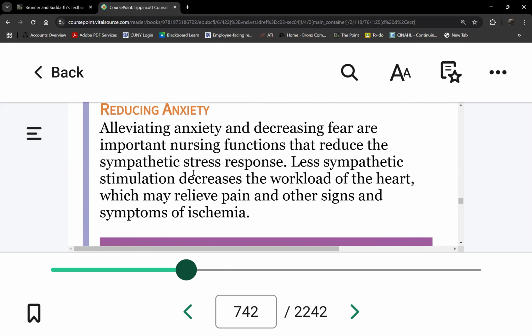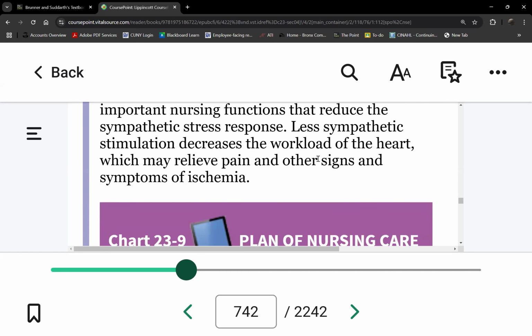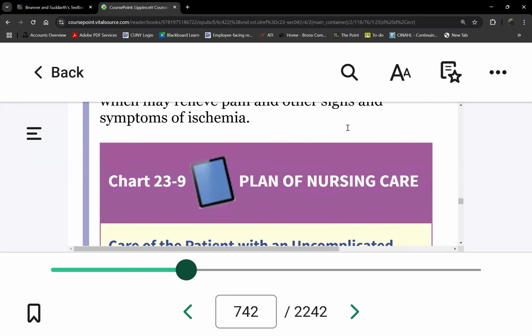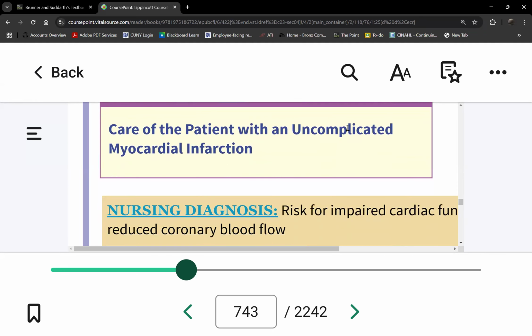Reducing anxiety, you may or may not use drugs here. The caution, if you prefer to use drugs, is the blood pressure. Remember, these patients are receiving nitro and morphine and beta blockers. All of these will drop the heart rate and the blood pressure. So be careful if you need to give any benzos, any CNS depressants. No Valium.